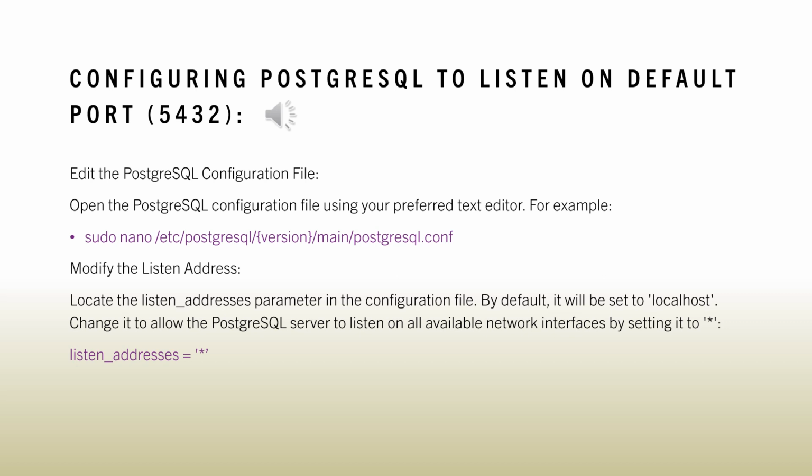Configuring Postgres to listen on default port 5432. Edit the Postgres configuration file. Open the file using your preferred text editor. Next, modify the listening address. Locate this parameter in the configuration file. By default, it will be set to localhost. Change it to allow the Postgres server to listen on all available network interfaces by setting it to star.